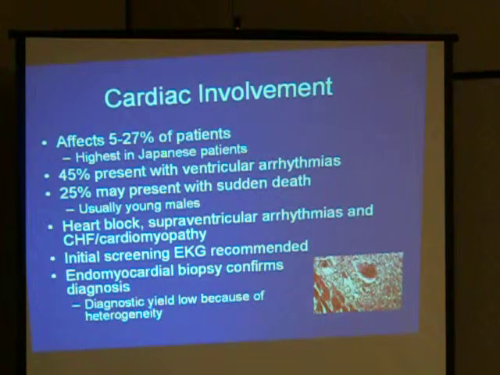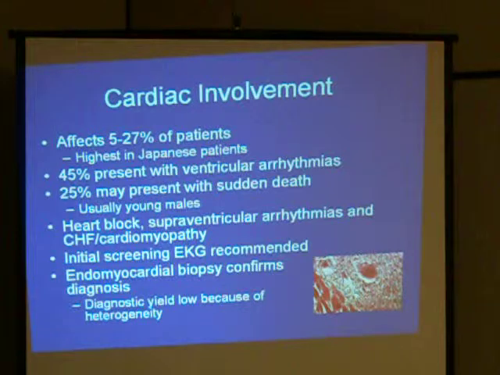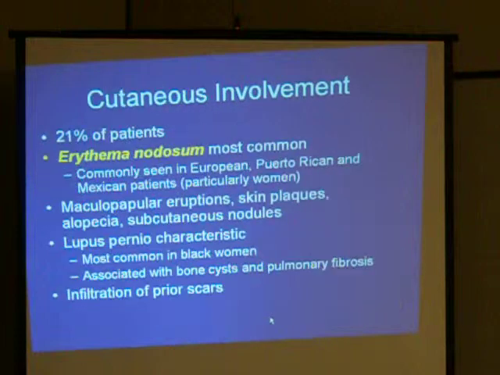Okay, cardiac, not common, for some reason more in Japanese patients. The most common thing is ventricular arrhythmia. There have been sudden deaths, usually young black males. Heart block, supraventricular. The most common thing is arrhythmia, and particularly ventricular arrhythmia. Most papers say initial screening with an EKG is recommended. I guess I would think so if you had advanced sarcoid, but I'm not so sure. Endomyocardial biopsy confirms the diagnosis.